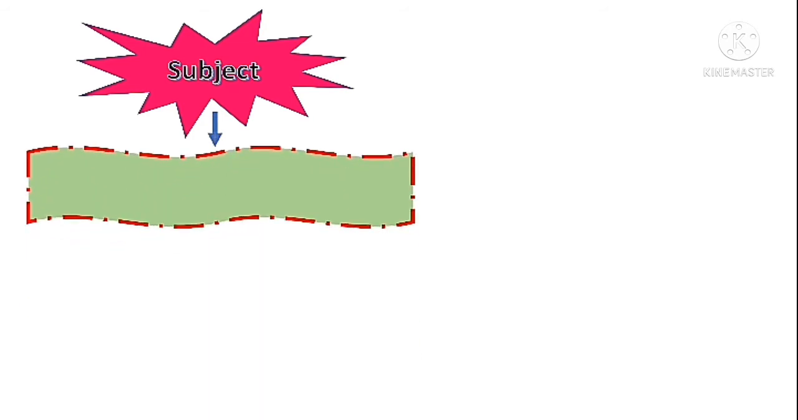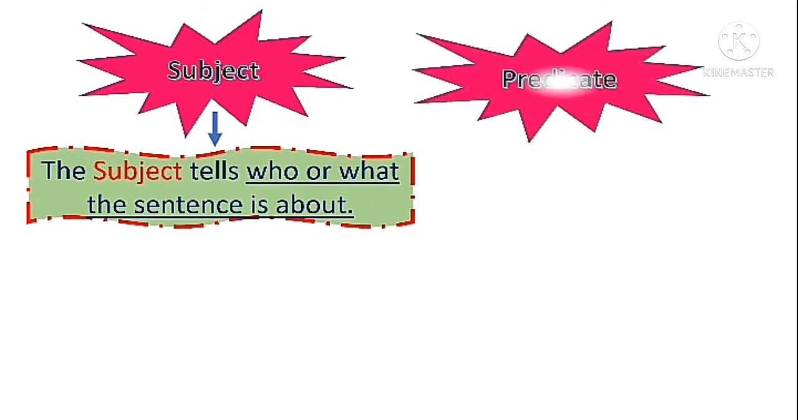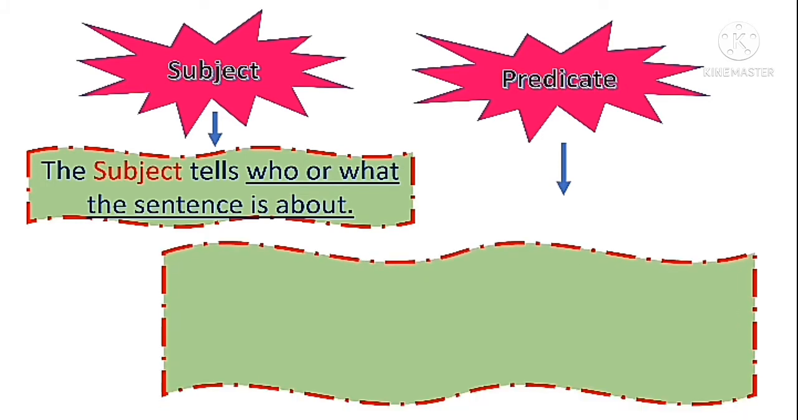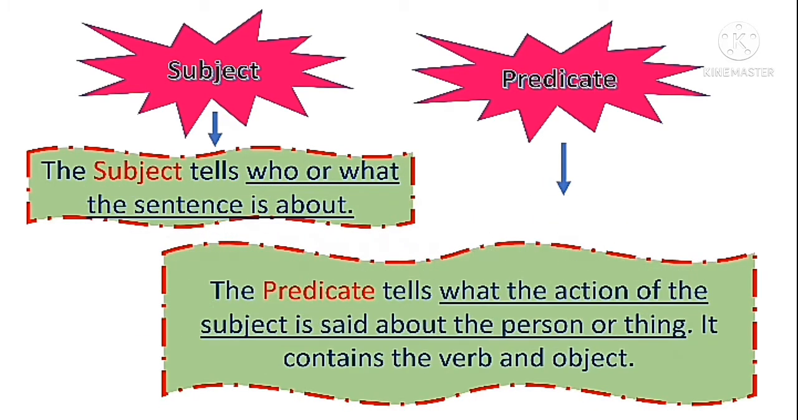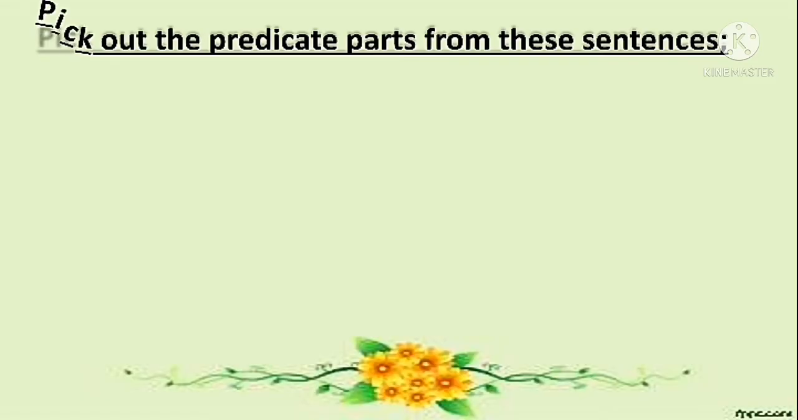The subject tells who or what the sentence is about. The predicate tells what the action of the subject is, said about the person or thing. It contains the verb and object. We shall see some more examples for subject and predicate. Pick out the predicate parts from these sentences.